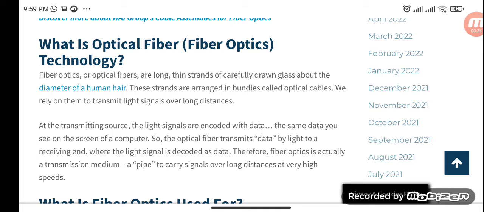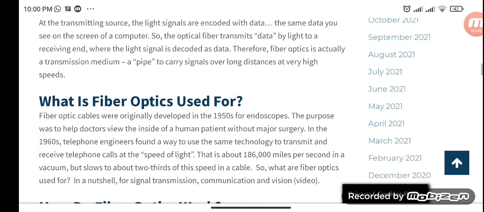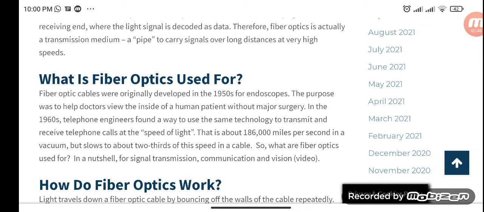At the transmitting source, the light signals are encoded with data, the same data you see on the screen of the computer. So the optical fiber transmits data by light to a receiving end, where the light signal is decoded as data. Therefore, fiber optics is actually a transmission medium, a pipe to carry signals over long distances at very high speeds. What is fiber optics used for?